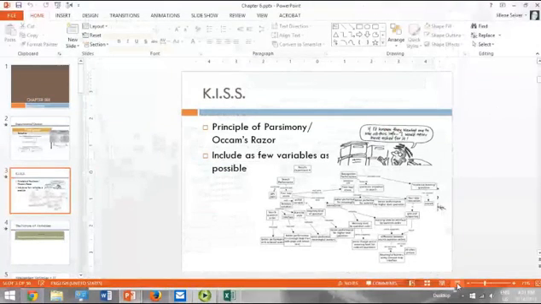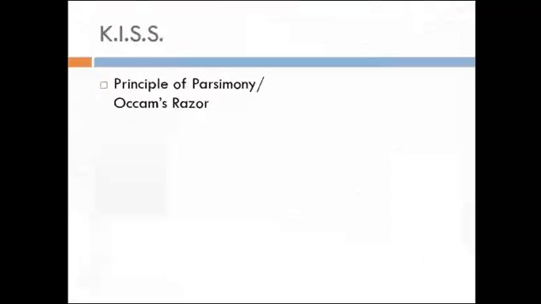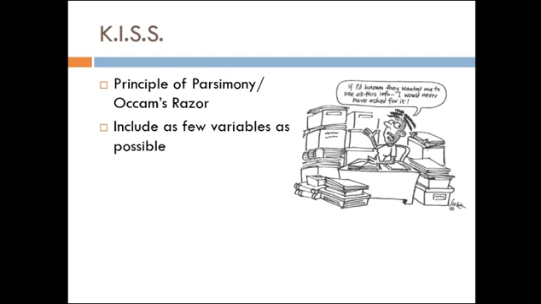So some of you might be familiar with the KISS principle. Keep it simple, stupid is what that stands for. More scientifically, we can call it the principle of parsimony. If you want to get even more scientifically, philosophically opaque, you could use Occam's Razor. The basic idea is when doing research, you want to include as few variables as you possibly can that will allow you to answer your question.